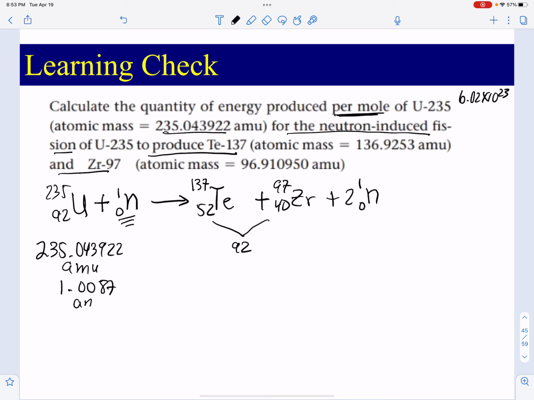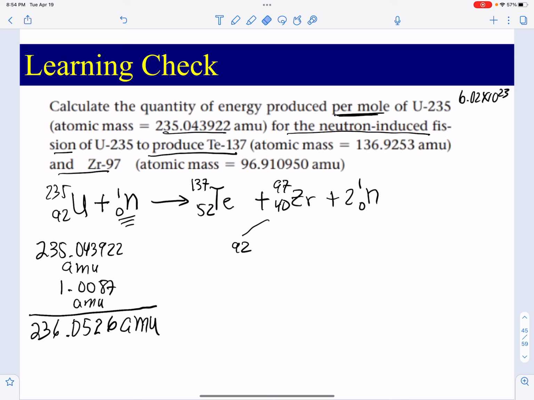atomic mass unit. So my whole left side is going to be 169.125006. So that's the total weight of my left side.